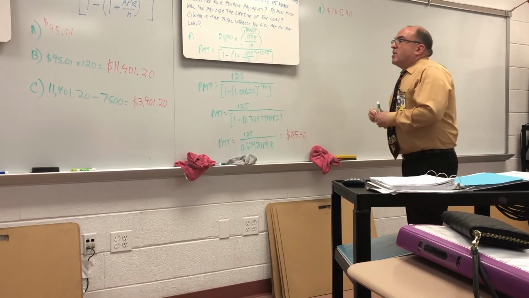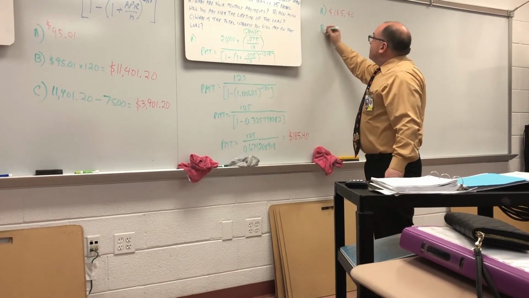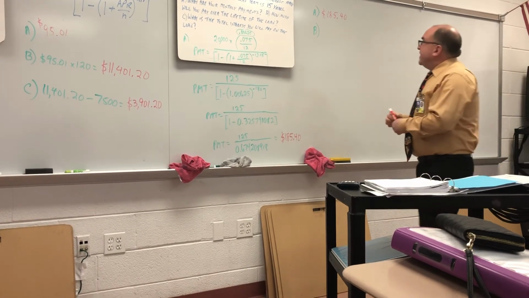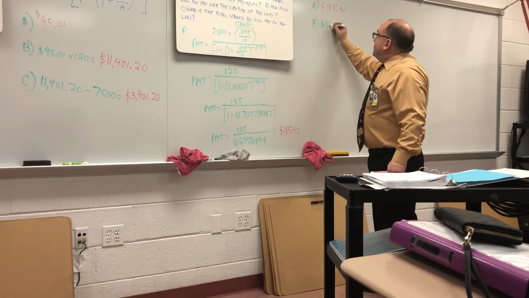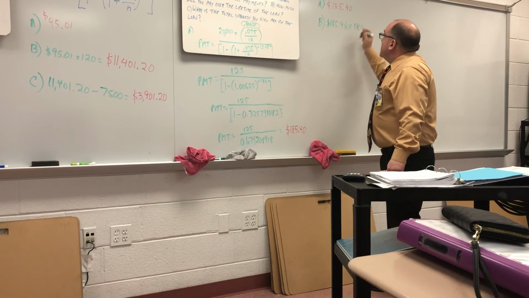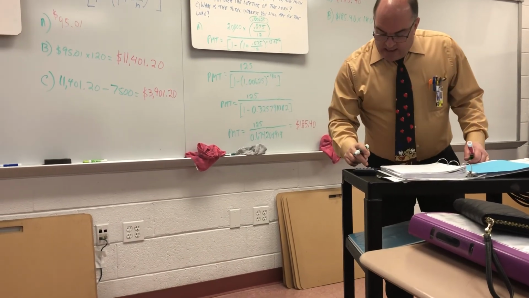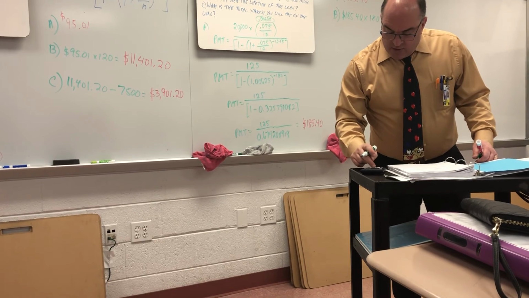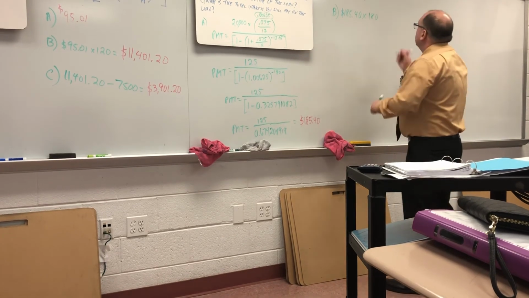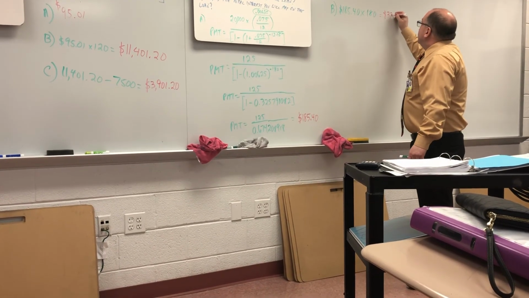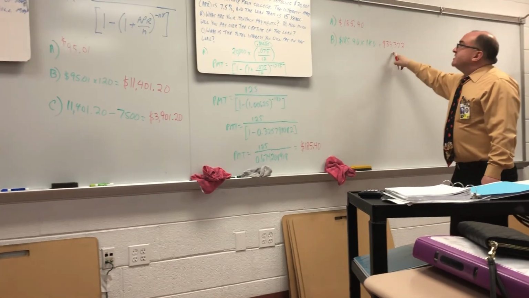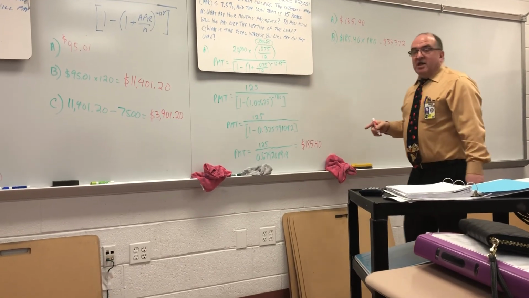Part A is $185.40. Part B is how much am I going to pay over the lifetime of the loan? Well, that's going to be $185.40 for how many months? 180 months. So what's 185.40 times 180 months? $33,372, meaning you're paying $33,372 for a $20,000 loan.